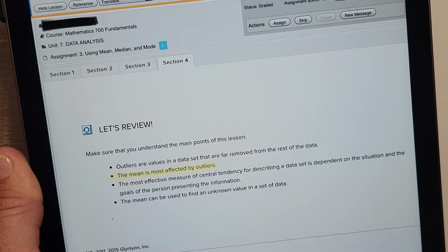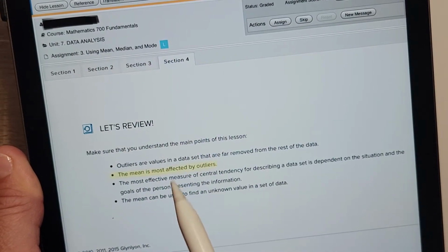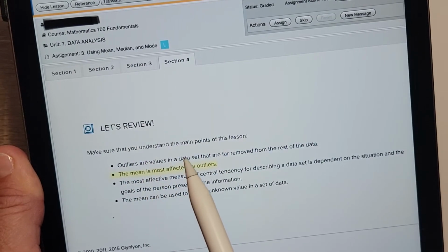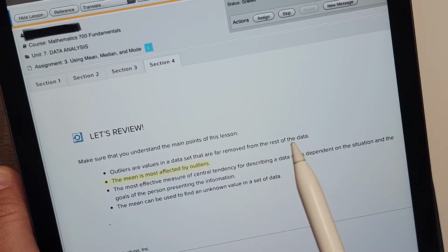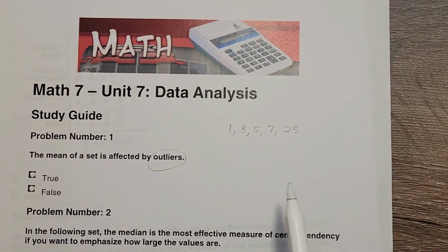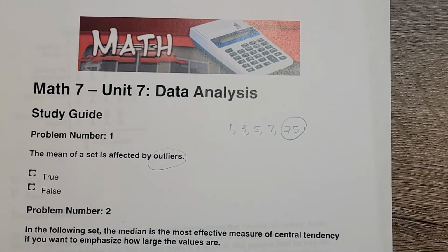In your unit, assignment 3, using mean, median, and mode, in the Let's Review section, section 4, they said outliers are values in a data set that are far removed from the rest of the data. So, if you were to look at this list of numbers right here, which number would you say was the outlier? 25, of course, because it is the most removed from the rest of the data.